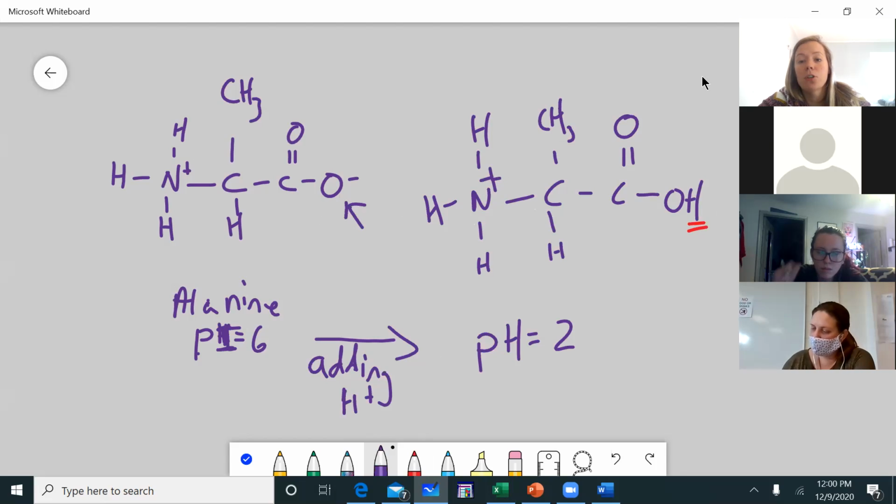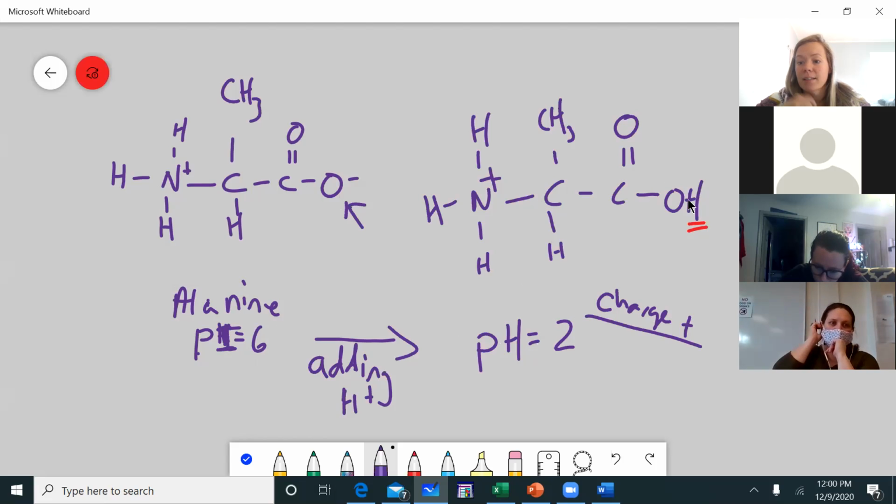What happens to the overall charge of this thing? Charge is now positive. Here it's got a positive and a negative, so those are neutralizing each other, neutral charge at its PI. If your pH is lower than your PI, your charge will become a positive because you've packed in a hydrogen.